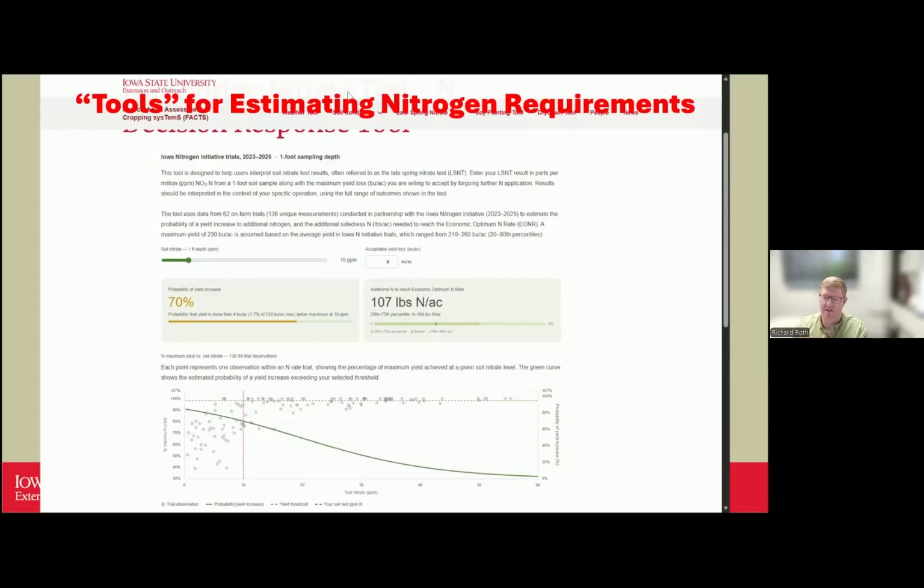So what that means is whatever the odds that you see a yield benefit from applying based on your test results and your acceptable yield loss. And then on the right is going to be the rate that is suggested that you apply. So again, a very useful tool for those interested in using the late spring nitrate test.